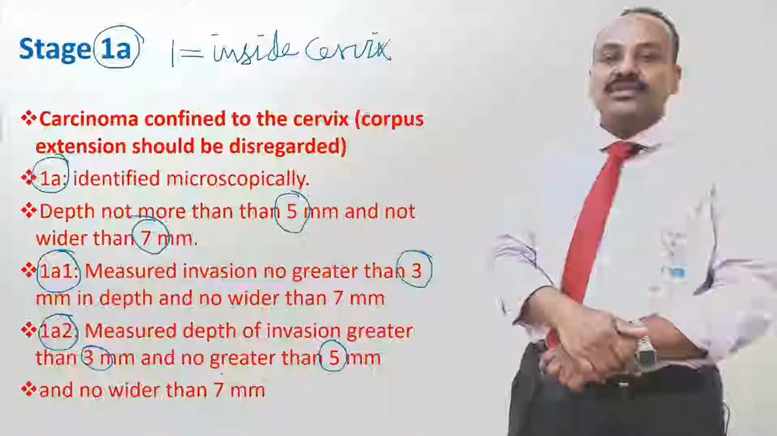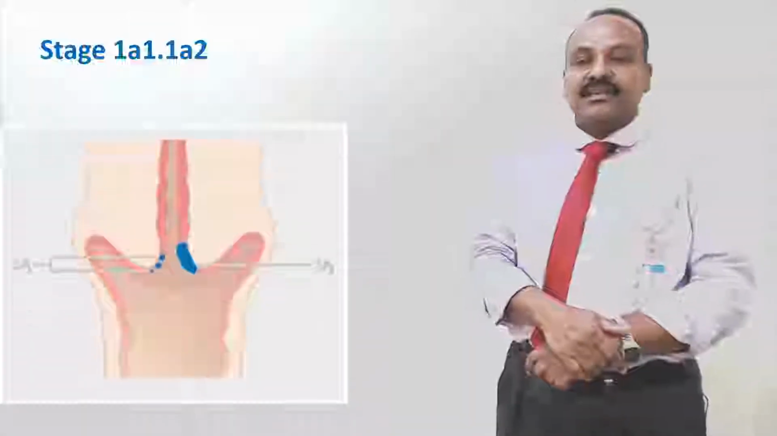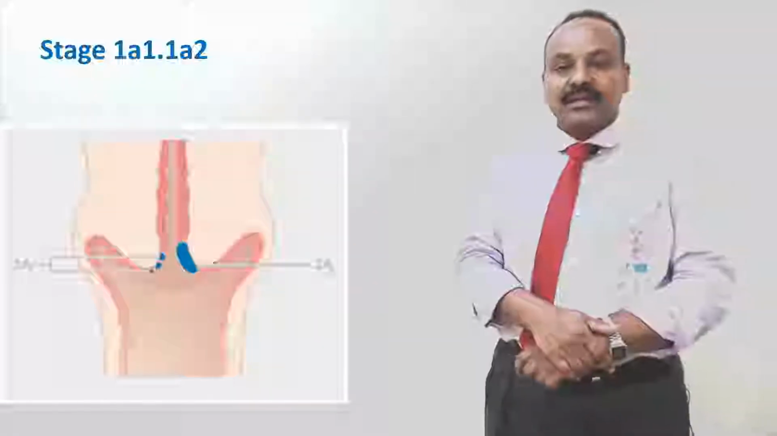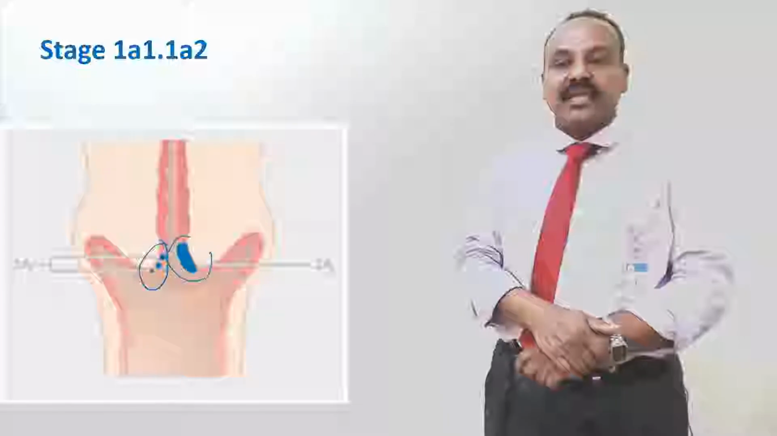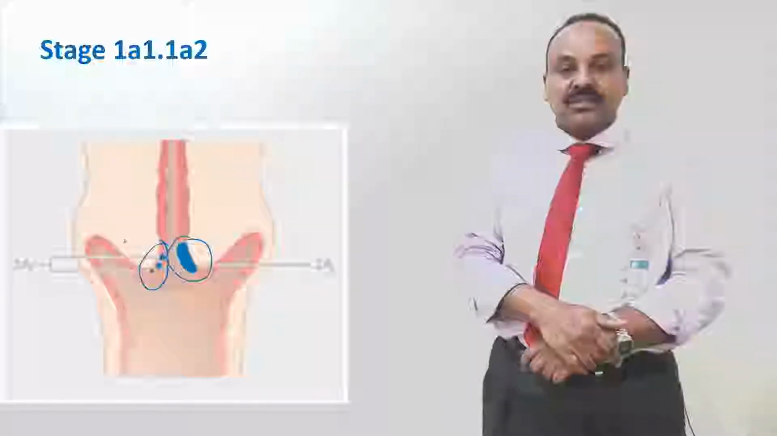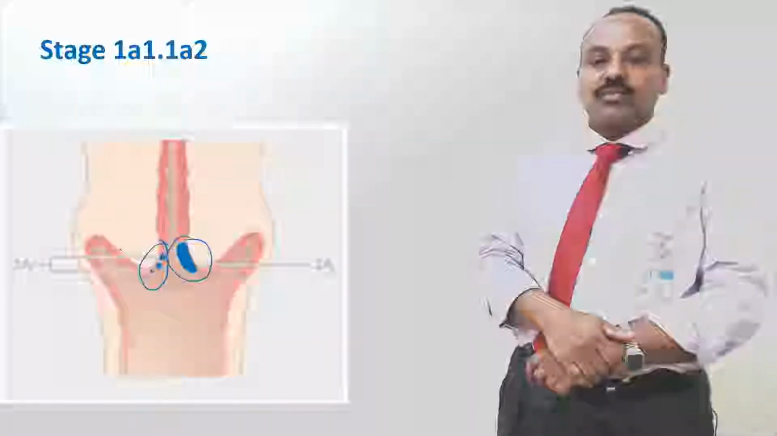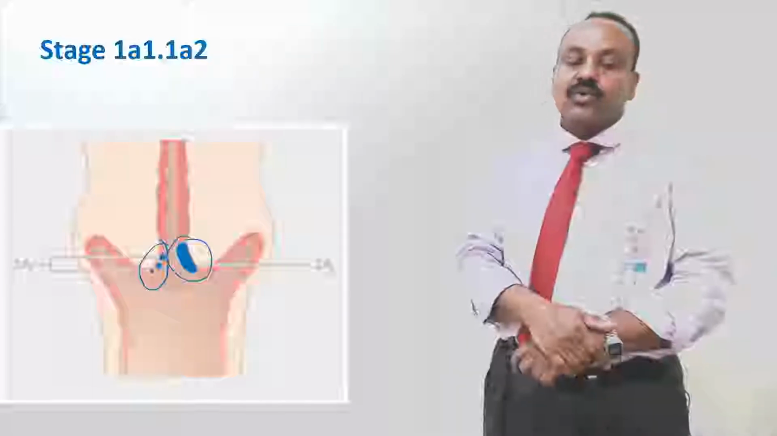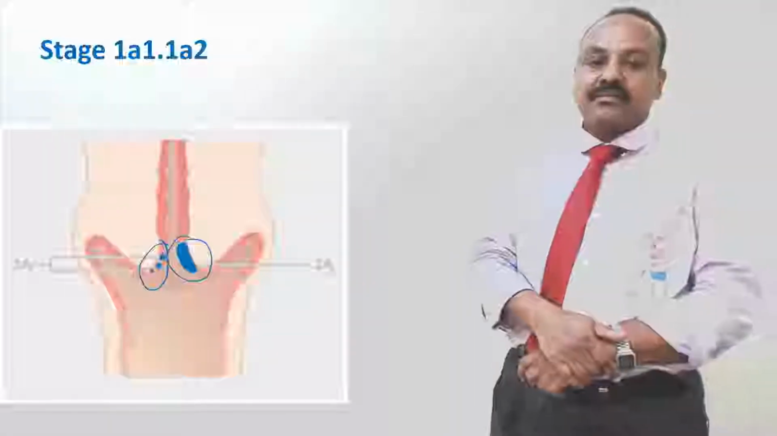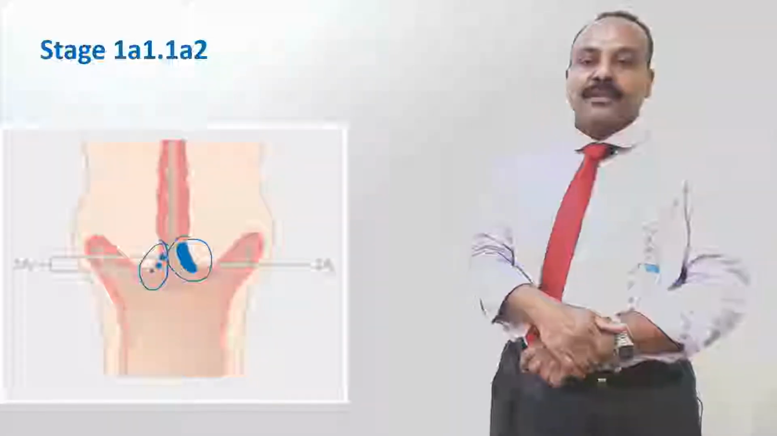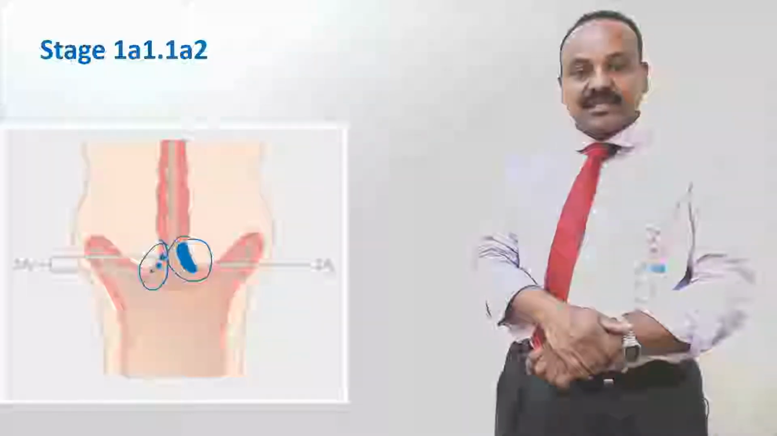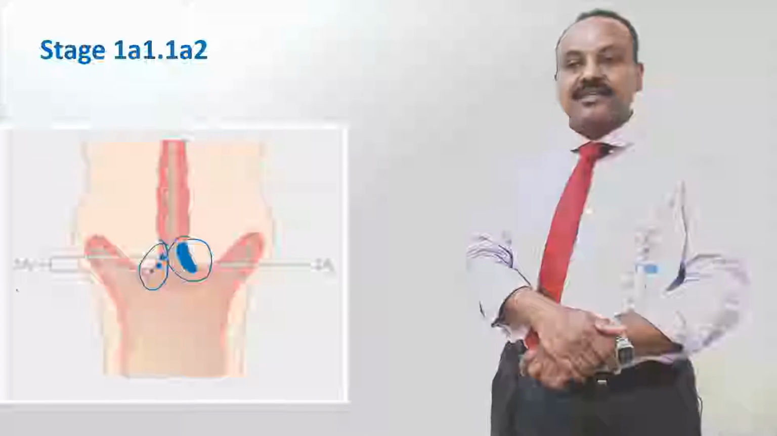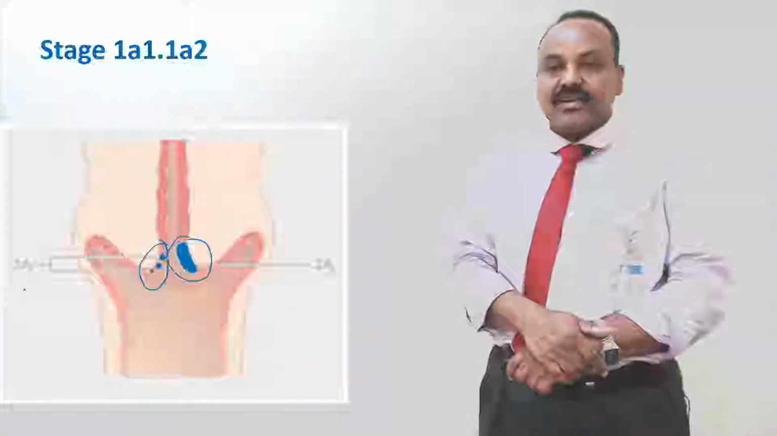Here I show you this picture. This is a cervical cancer, stage 1A1. As I told you, here is stage 1A2. Both of stage 1A are not more than 5 millimeter in depth and not more than 7 millimeter in width, in which stage 1A1 is up to 3 millimeter, and stage 1A2 is between 3 and 5 millimeter.